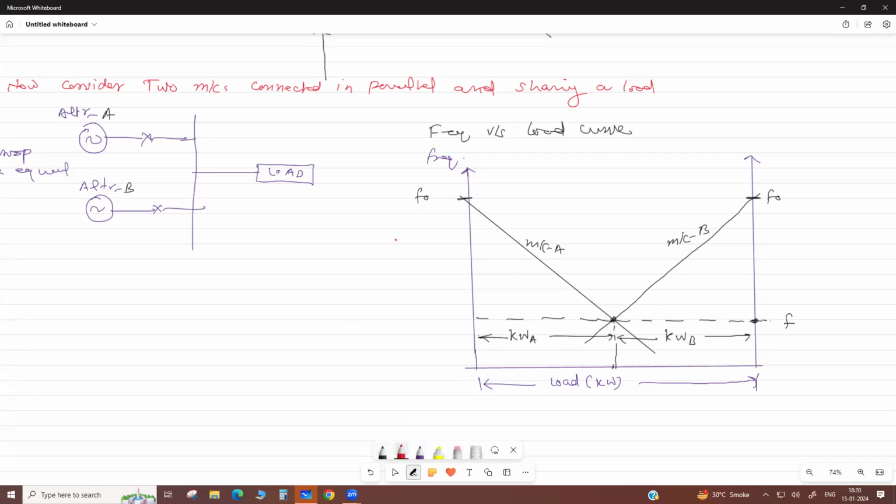Now suppose we increase the droop setting of machine A. The slope of this curve is increased if you increase the droop setting. So this curve is shifted now.